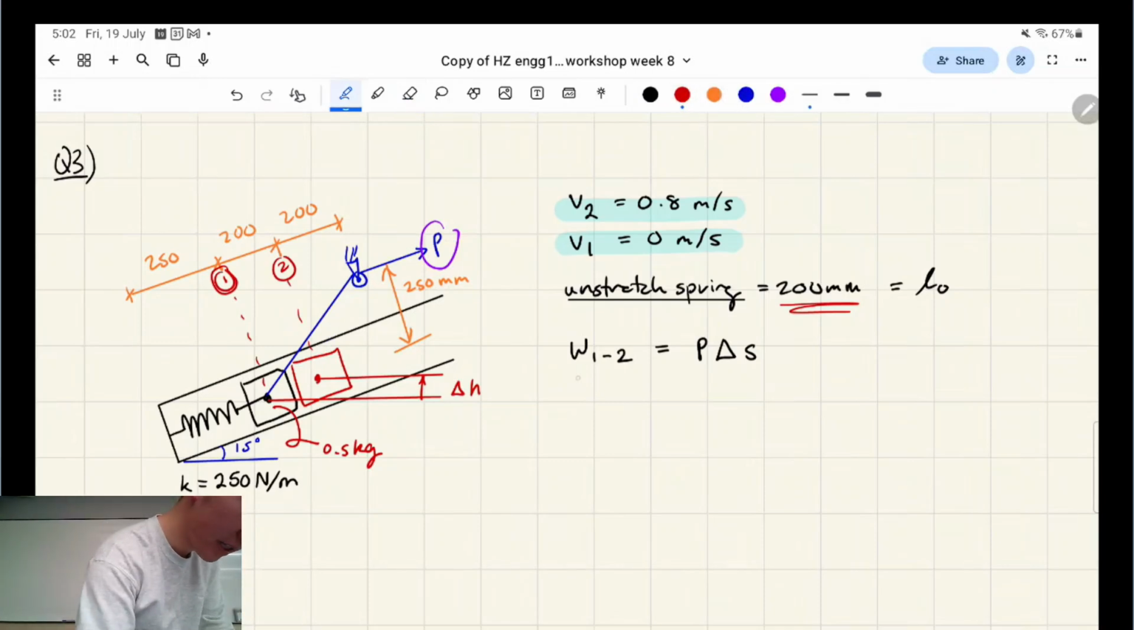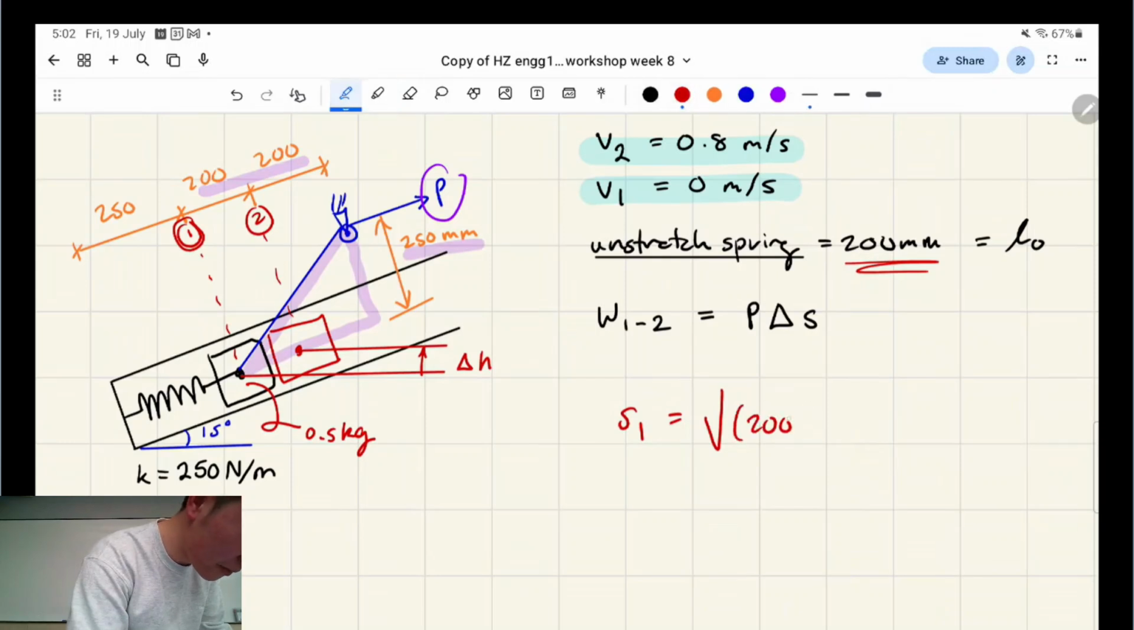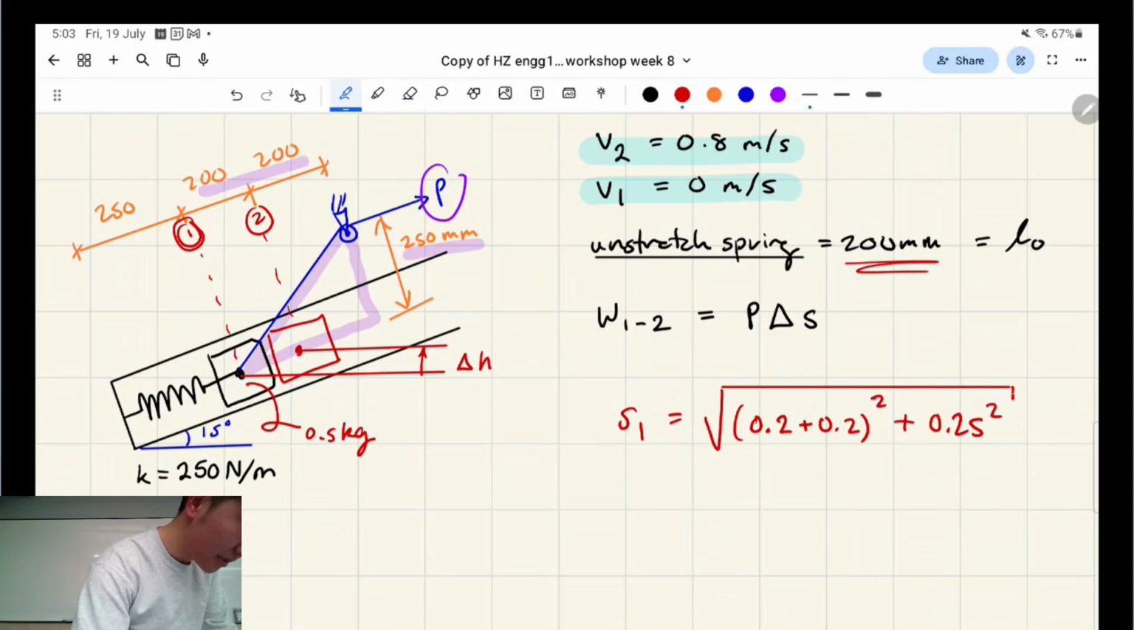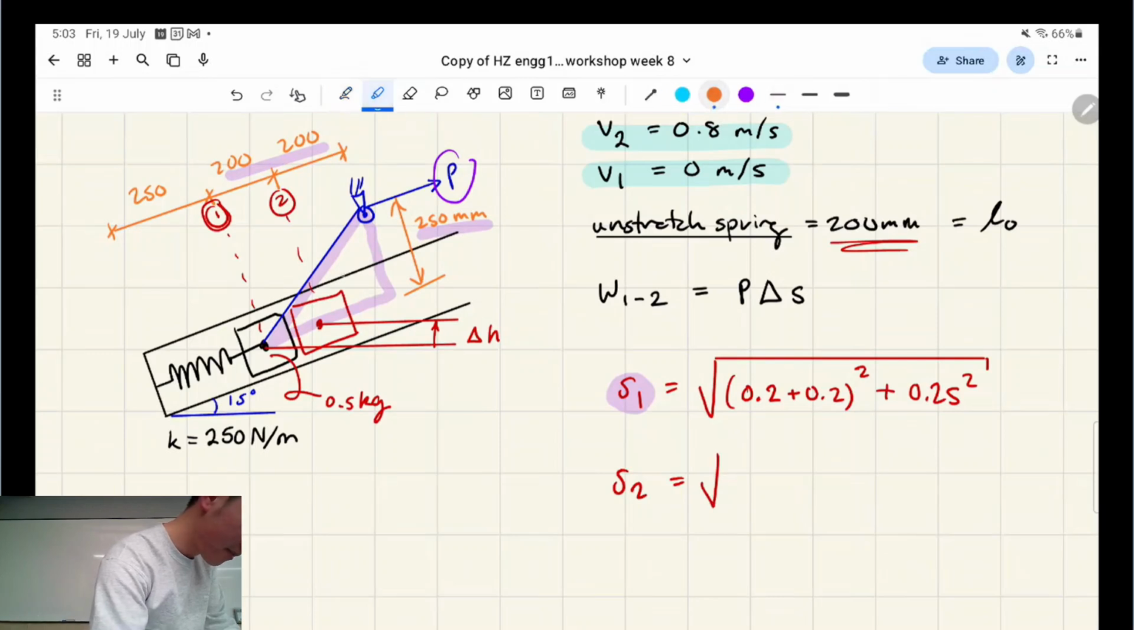So S1, let's call it, is going to be equal to... I'm focusing on this triangle right here. You see the geometry of this triangle? 0.2 squared plus 0.25 squared. Oh, let's do it in meters, sorry. So that's the hypotenuse of this triangle. S2 is going to be this triangle instead, so that's just going to be 0.2 like that.